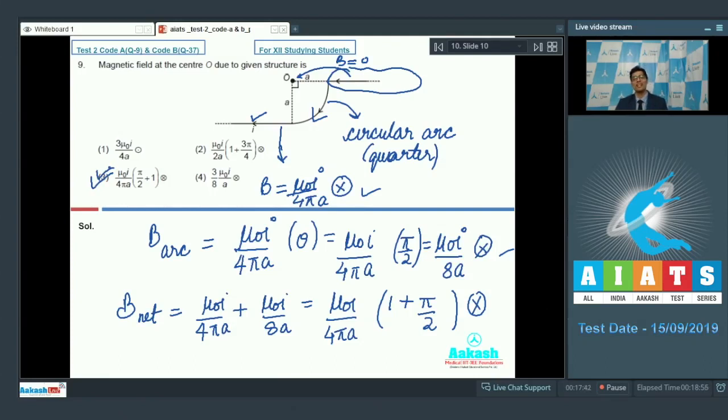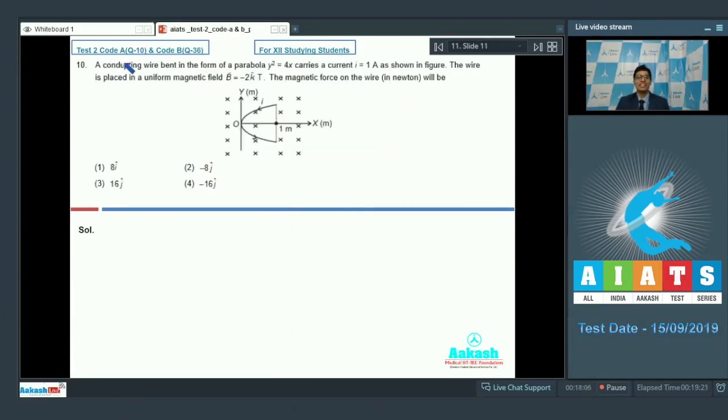Now dear students, let us proceed to the next question, which is question number 10. Question number 10 says that a conducting wire bent in the form of a parabola y square is equal to 4x carries a current I equal to 1 ampere as shown in the figure. The wire is placed in a uniform magnetic field B equal to minus 2 k cap Tesla. The magnetic force on the wire in Newton will be.